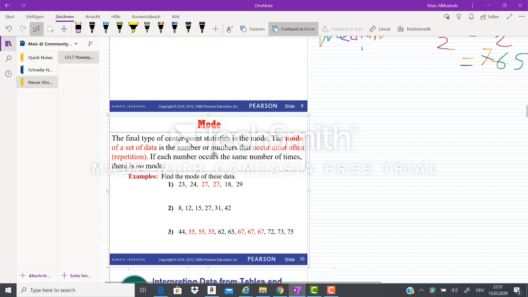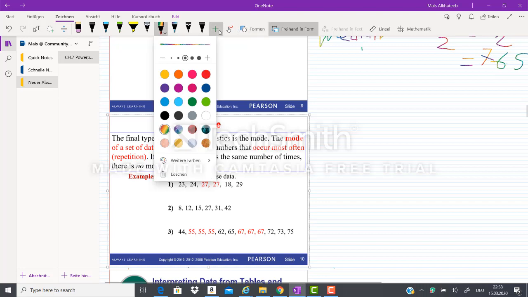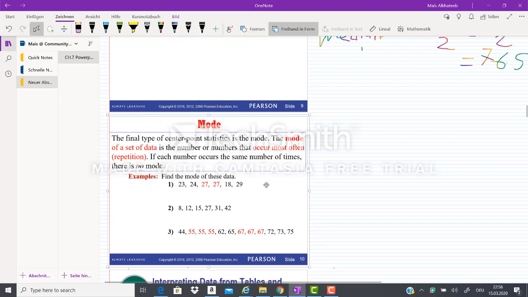إذا المود هو النمبر الأكثر تكرارا. Okay, find the mode of this data. إذا المود in the first example، المود شو هو؟ المود راح يكون هون in the first example. المود هو الرقم المتكرر اللي هو 27, equal 27.